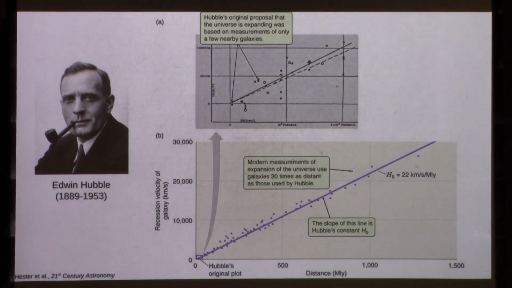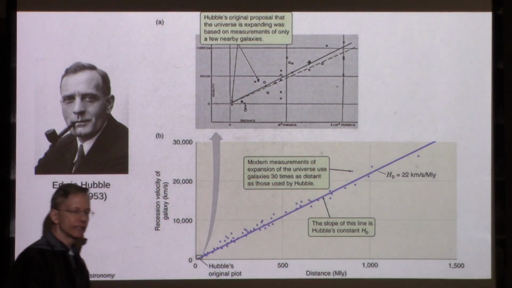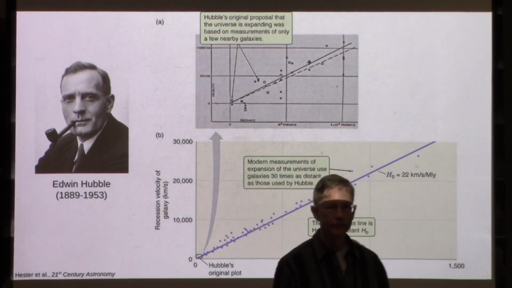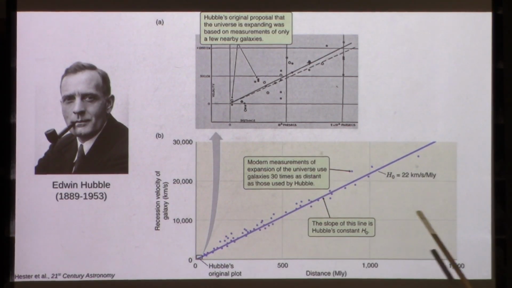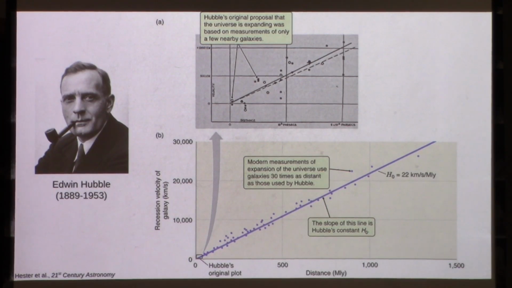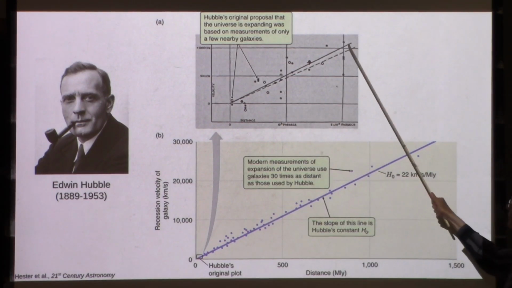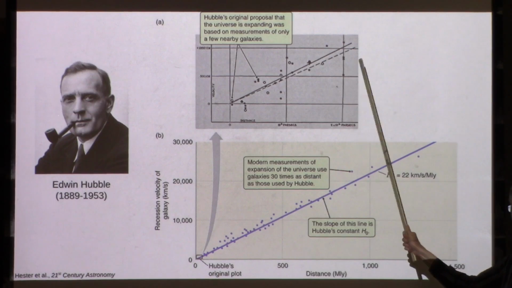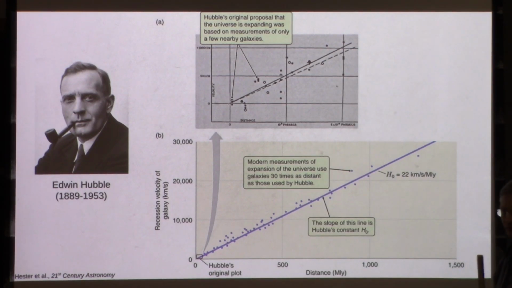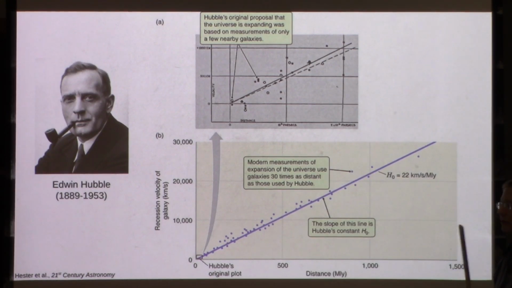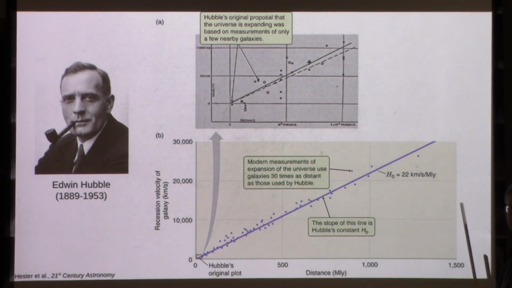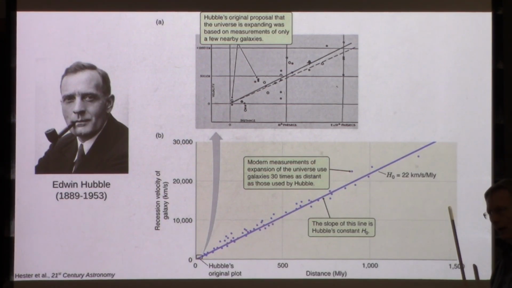So Hubble said, well, let me use Cepheids now to measure the distances to a lot of other galaxies, and I'll look at their recession speeds, and I'll make a plot, and I'll see if I find anything systematic. Here's Hubble's original plot. He found something systematic. The further away the galaxy is, the faster it's moving away from us. This is the famous Hubble redshift distance relation, the Hubble law.